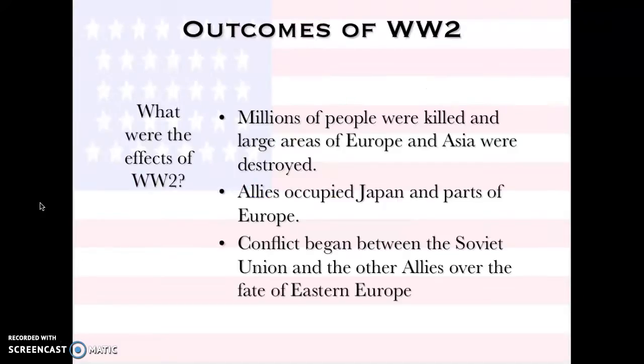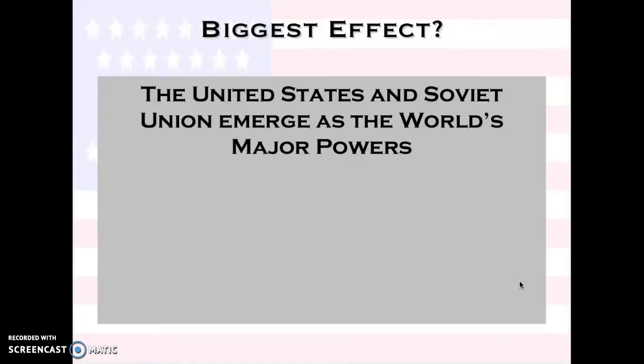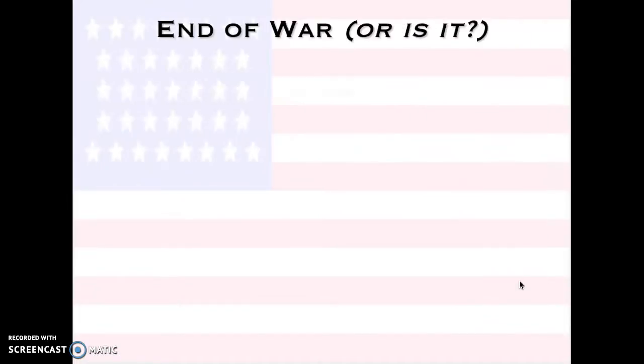So after World War II, what were some of the outcomes? Millions of people were killed. Large areas of Europe and Asia were destroyed. The Allied powers occupied Japan. And there's a conflict between the Soviet Union and other allies over the fate of Eastern Europe. What is the biggest effect? That the United States and the Soviet Union emerged as the world's major powers.